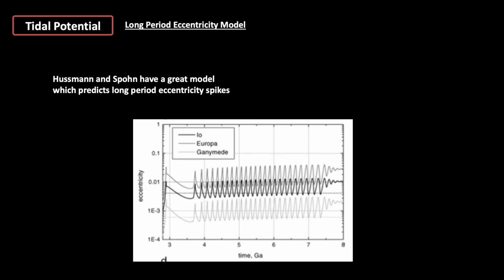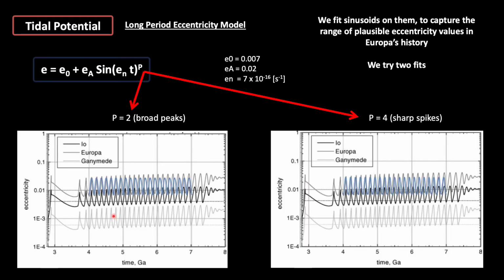So we're going to check a different eccentricity model. We're going to use this very long period Husband-Spohn eccentricity model. So we get these big spikes, right? And I'm going to look at them two different ways. We're going to have broad peaks. So this is the function I'm modeling eccentricity with and some parameters. We're going to have broad peaks when I use a power of 2 on this thing, and sharper spikes when you use a power of 4 on this thing.